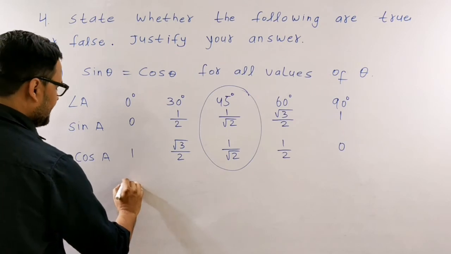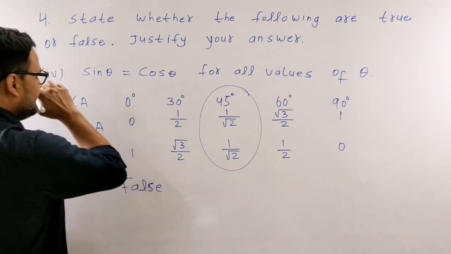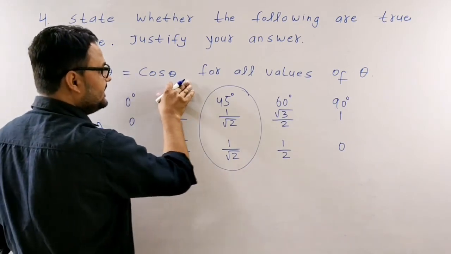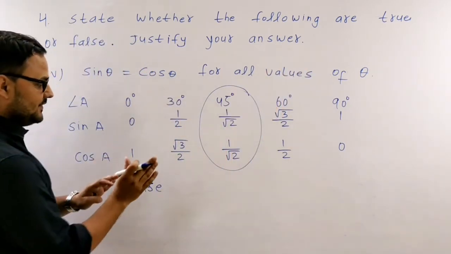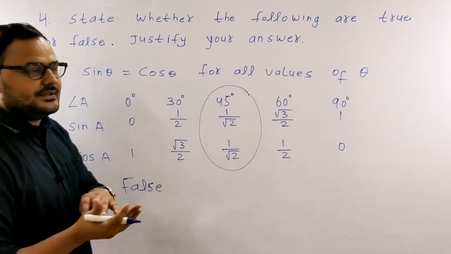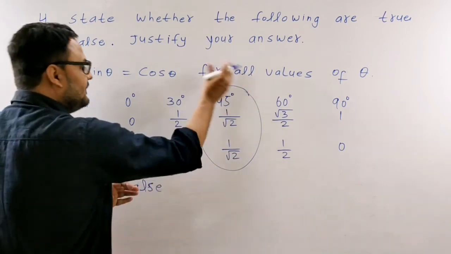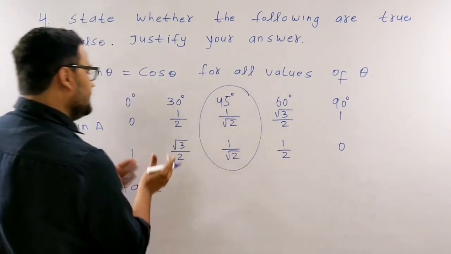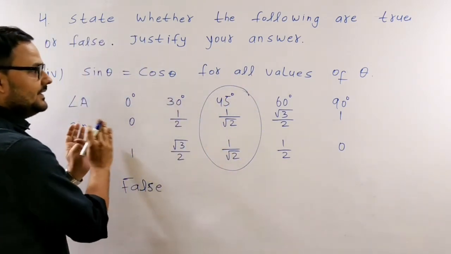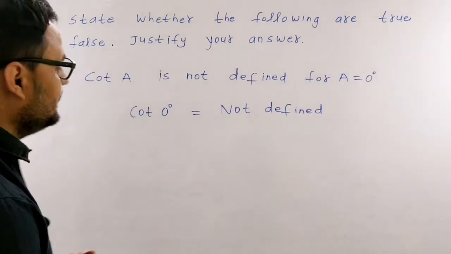So this is false. Why is this false? Because they're saying sin theta equal cos theta for all values of theta. That is not possible. If they ask you for any value of theta where sin theta equals cos theta, then it is correct, because for 45 they both are equal, but for all values of theta, no, that is not possible. That's why the fourth one is false.